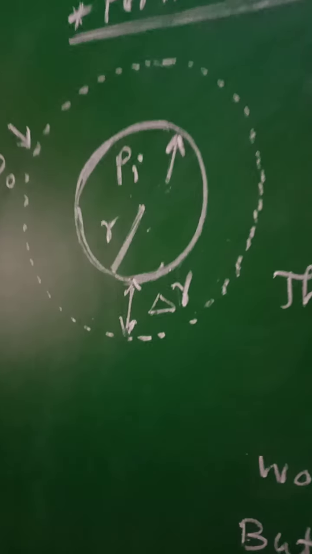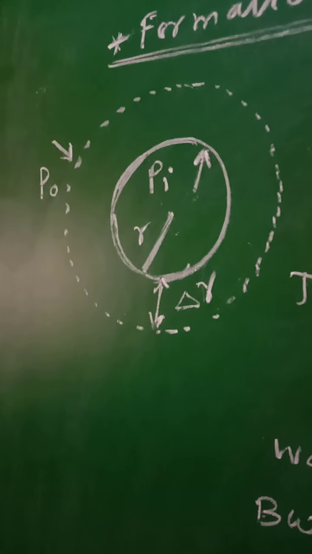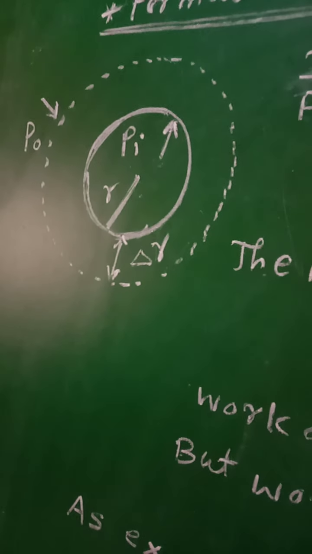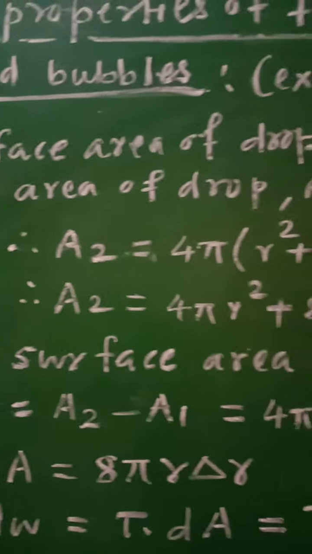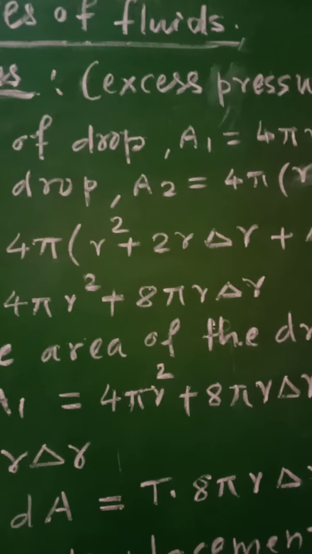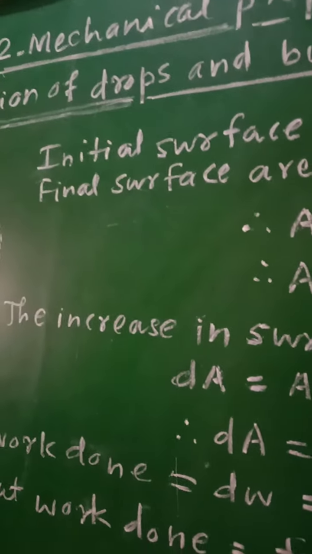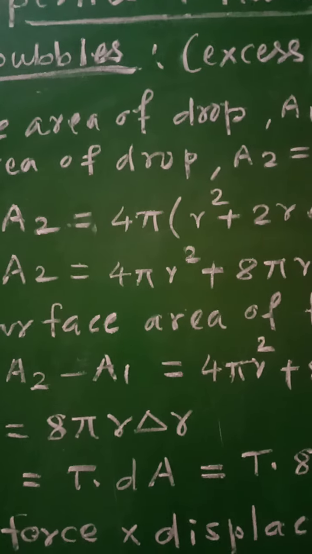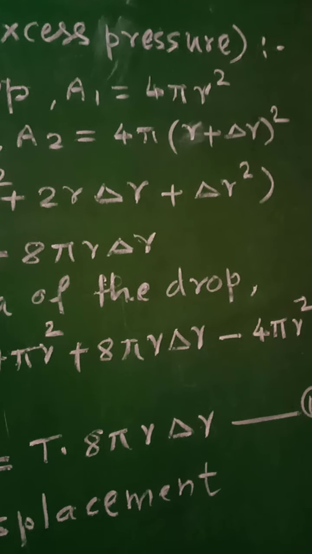If you consider these two spheres, first of all we will calculate the surface areas of the spheres. We know the formula for the surface area of a sphere, that is 4 pi into radius square, and hence the initial surface area of the drop having radius r will be A1 equal to 4 pi r square. Similarly, the final surface area of the drop having radius r plus delta r will be A2 equal to 4 pi into r plus delta r whole square.